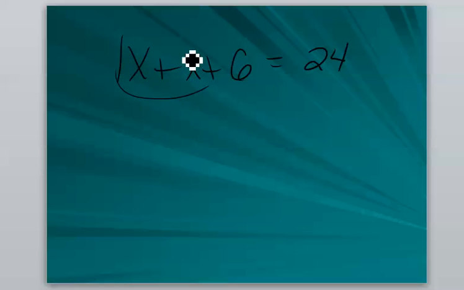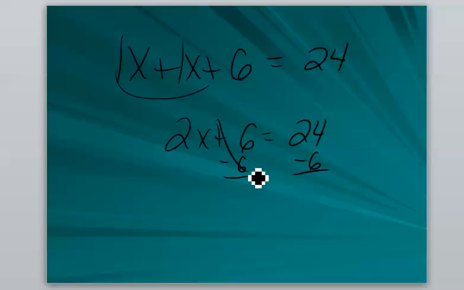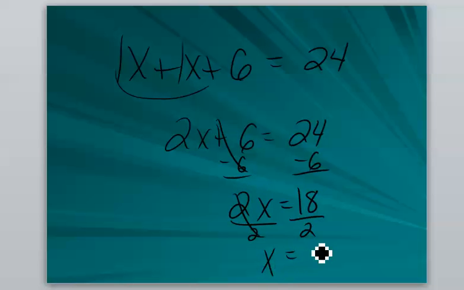Then using what we know about equations, we're going to combine our like terms. x plus x, this is 1 plus 1 is 2x. And then we'll solve for x. So to get rid of adding 6, we're going to subtract 6 from both sides. 2x is 18. 2 and x are multiplied, so we'll divide by 2. And x is 9.